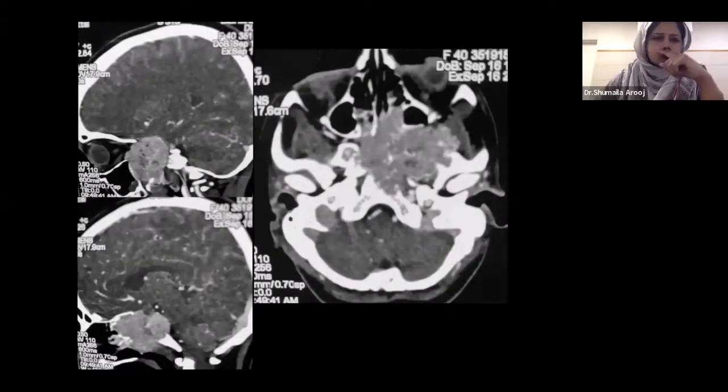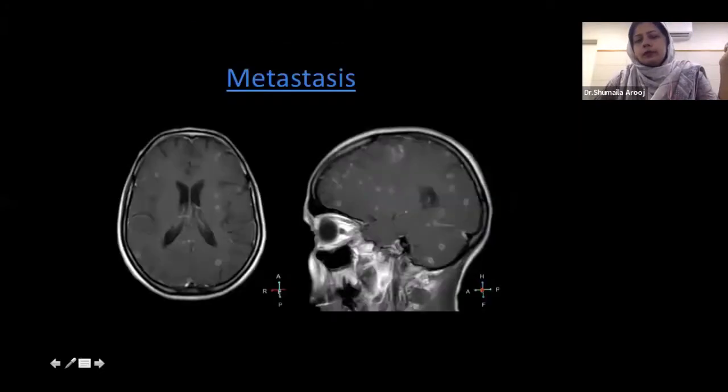So this was another patient who had a large glomus tumor, and this was infiltrating the base of skull, and it was reaching up to the pons, and the clivus is seen clearly separately, and it is an intensely enhancing lesion. These are the CT images, and this was a case of glomus tumor.